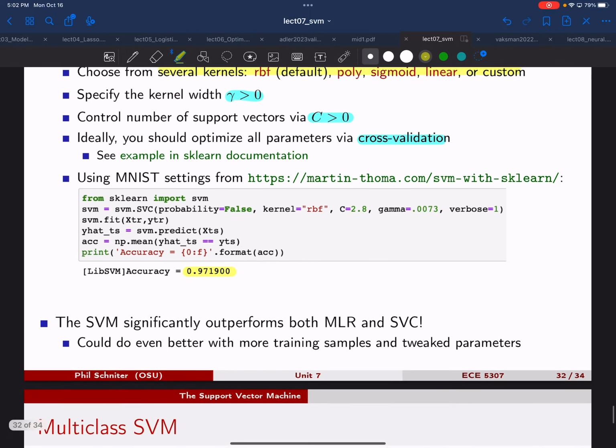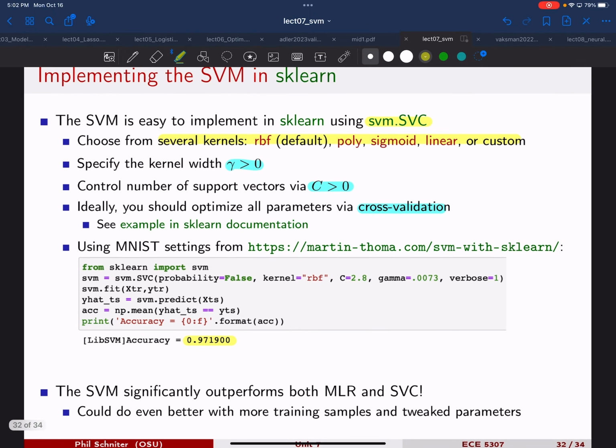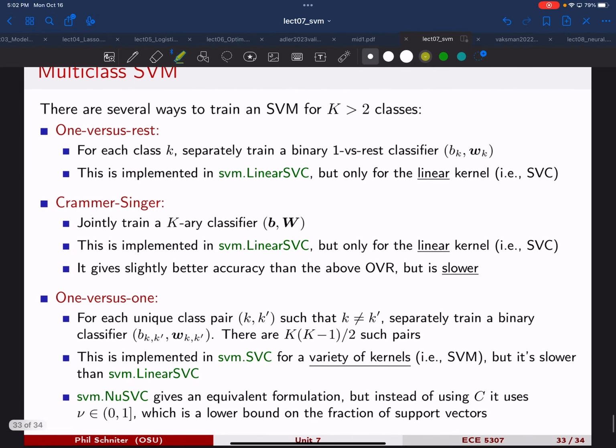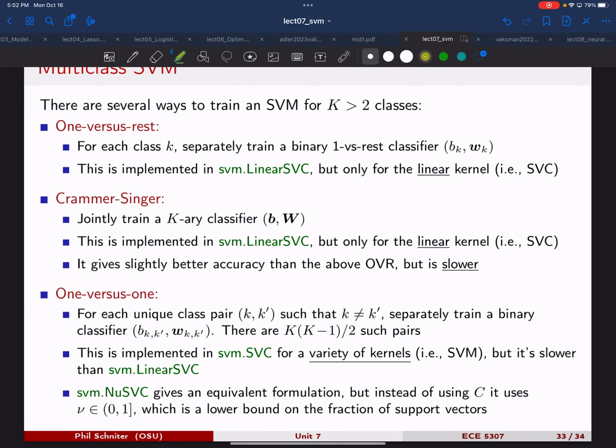Okay, so that's essentially the implementation. Well, we're almost done. Just one more slide. Things get a little bit complicated when you start talking about multiple classes and what scikit-learn can do for you. So this slide just goes through all the different things.